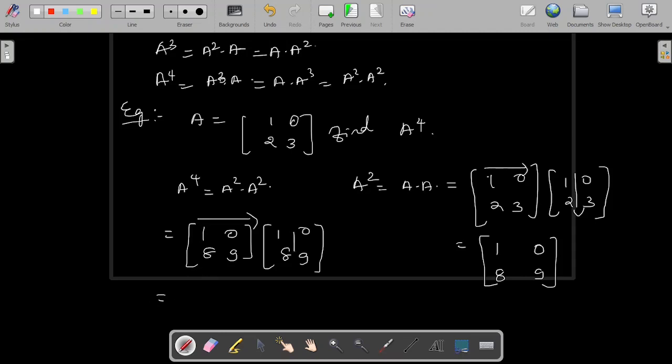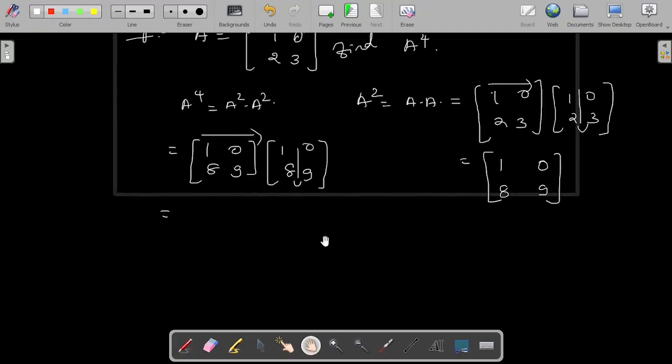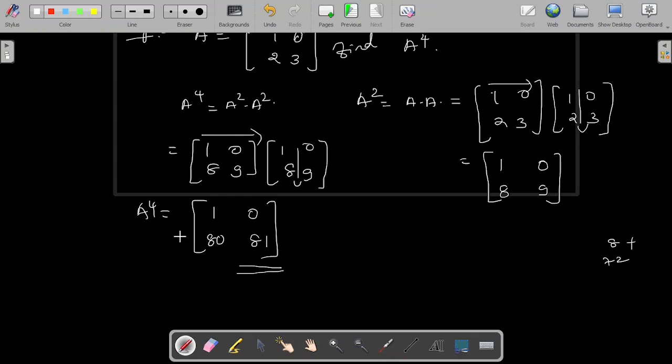So again first row first column, this gives you 1 ones are 1, plus 0 into 8 is 0, 1. So then 1 into 0 is 0, 0 into 9 is 0. 8 ones are 8, plus 9 eights, 72. Then 8 zeros are 0, plus 9 nines are 81. This is the final answer. A power 4 is by A square into A square.